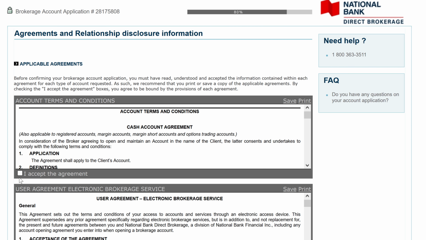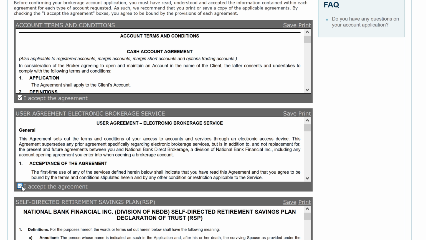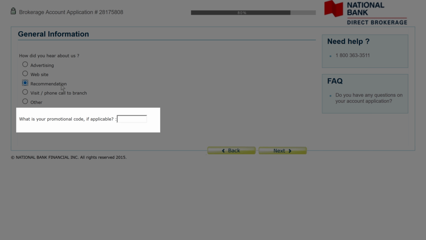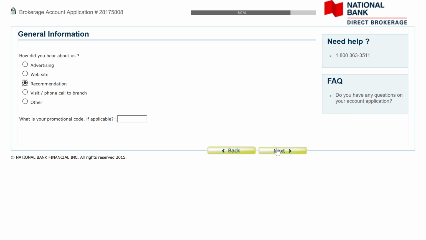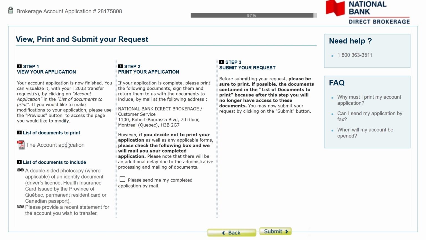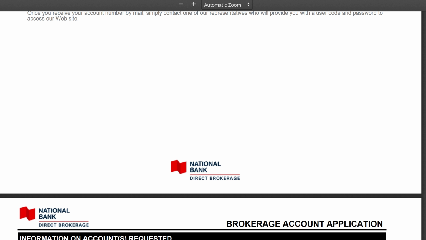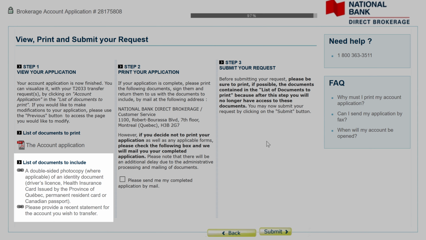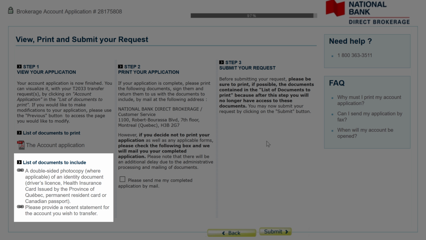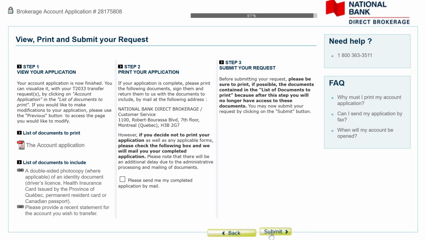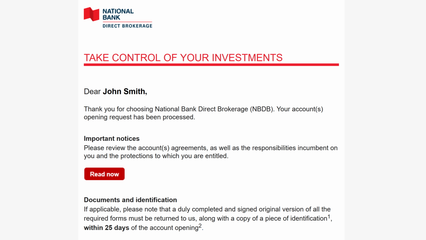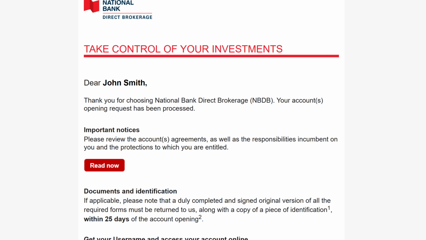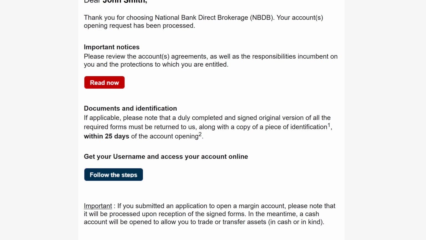Please read and check off all agreements to accept them. Enter any promotional code if applicable. That's it, you're almost done. All that's left to do is to review all the information by opening the PDF. You must print and mail the completed signed application within the next 25 days to NBDB. Do not forget to click on Submit to complete your request. You will receive an email when your account is opened within 24 to 48 hours to explain the next steps.